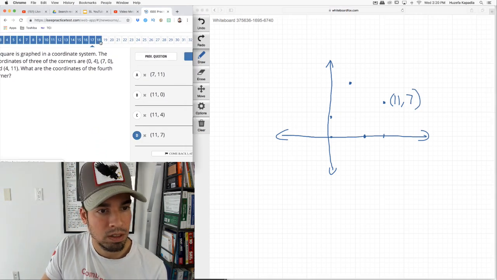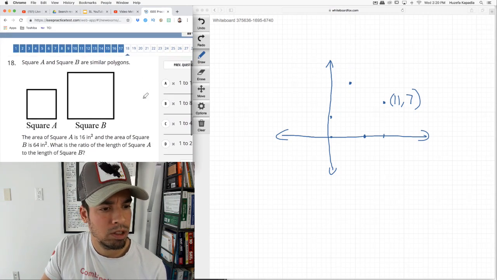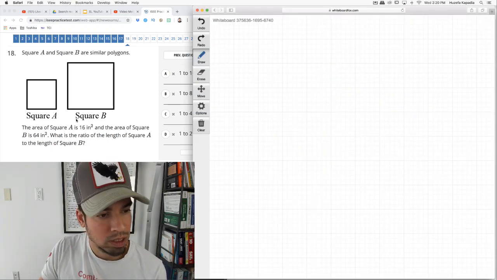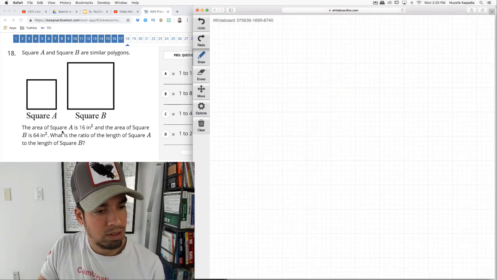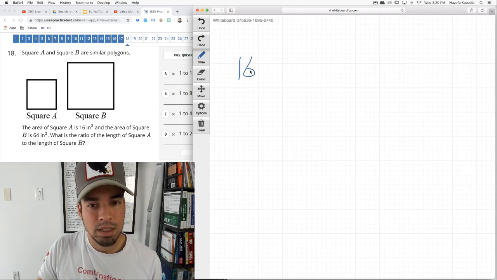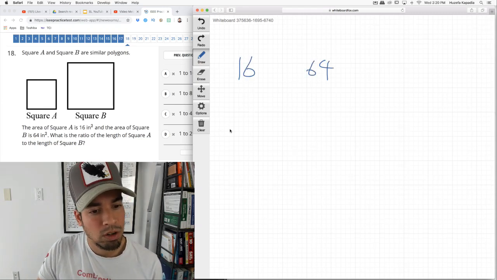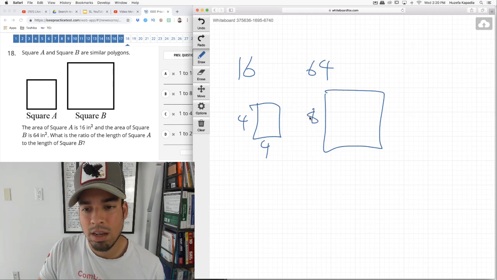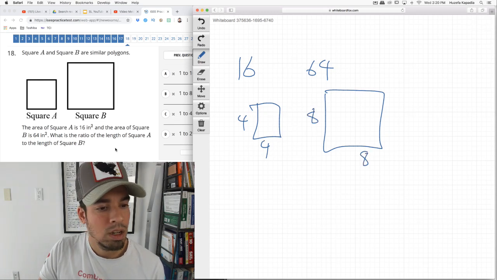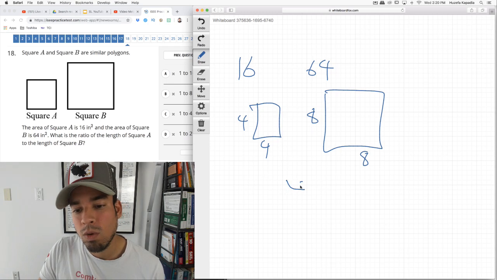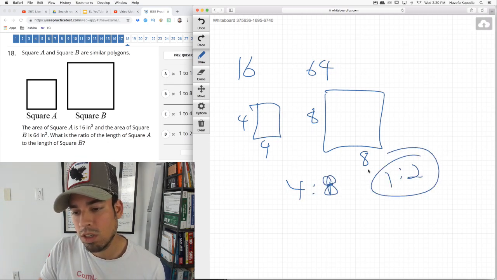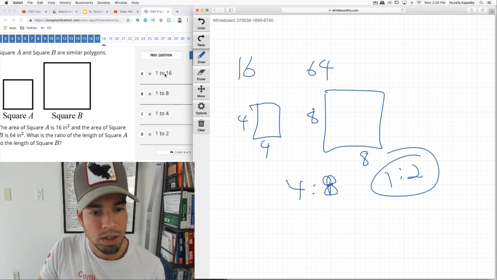There we go. Next. Square A and square B are similar. All squares are similar, which means there's just a constant ratio proportion between the sides. The area of square A is 16. The area of square B is 64. Okay, so let's do this. Square A has sides 4 by 4. These are 8 by 8, right? 4 times 4 is 16. 8 times 8 is 64. So what's the ratio of the length of square A, 4, to the length of square B, 8? 4 to 8 is the same as 1 to 2. Just like a fraction, we can divide them both by 2 and simplify.